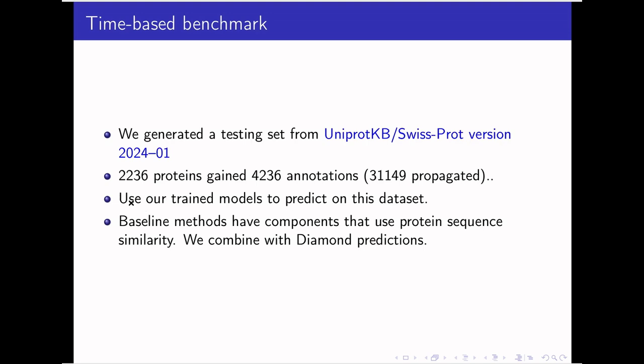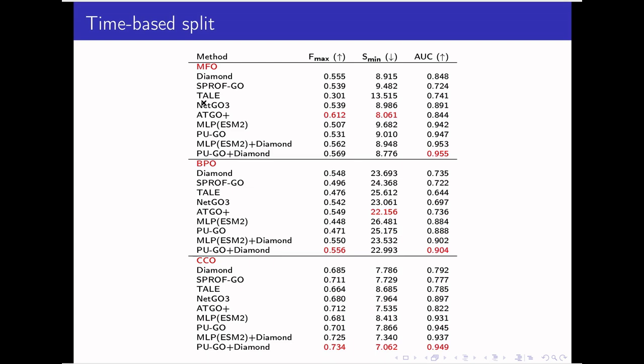In this case we did not train new models, but we used our previously trained models to predict on this dataset. And in order to compare with this benchmark, we compared again against other methods that use similarity for their predictions. Therefore, we also combined with Diamond in this case to incorporate protein similarity criteria for the predictions. We compared against some baselines like SPROF-GO, TALE, NetGO 3, and AdaGO Plus. Yes, so we can see that in some cases, like cellular component and biological process, our framework is better than the baselines. However, in molecular function, AdaGO Plus is much better.